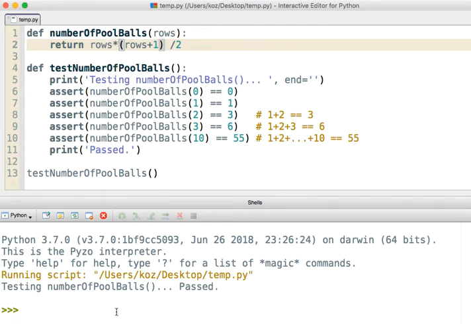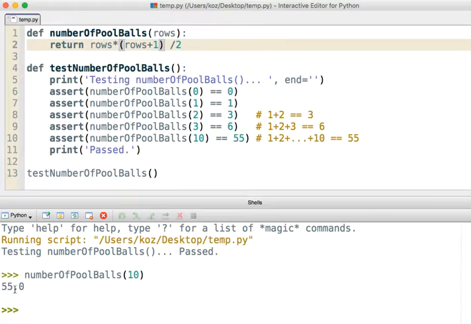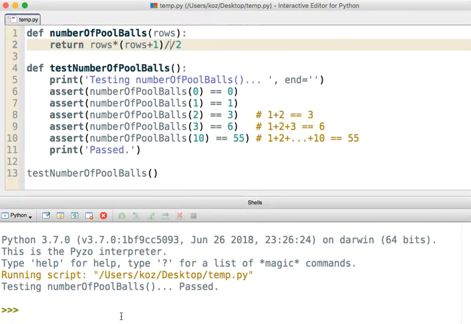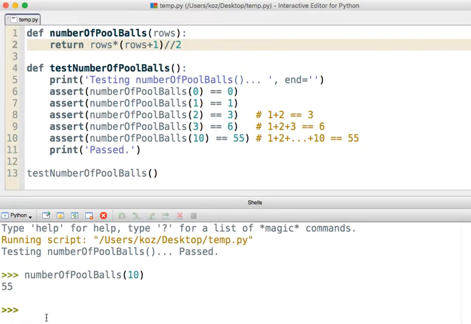Actually, there's something that's a little weird, not horrible, but a little weird. The number of pool balls for 10 rows is actually 55.0, because that divide there is going to give us non-integer division. It's going to give us floating point division. So when it does 550 over 10, it gets 55.0. We know the answer is an integer, so we can do integer division, which looks like it works the same, only now we get a nice little 55. Either one's fine, frankly.